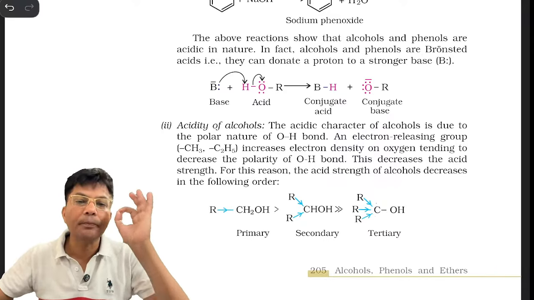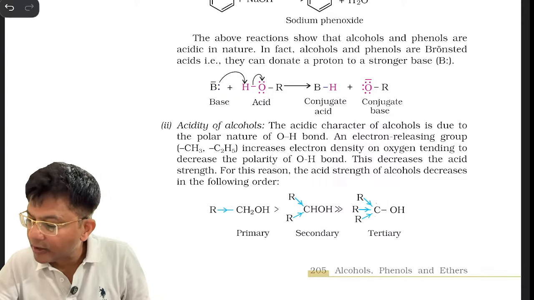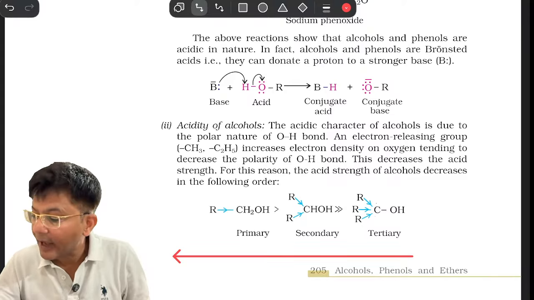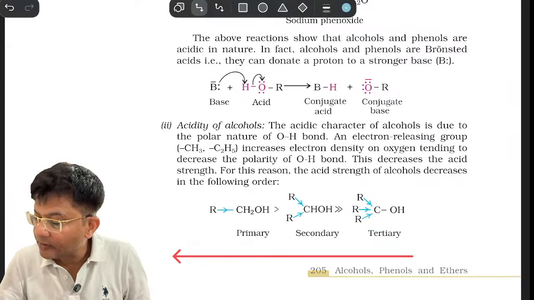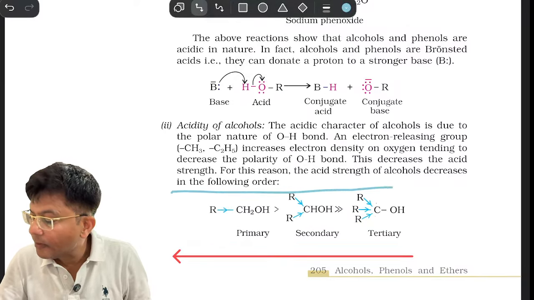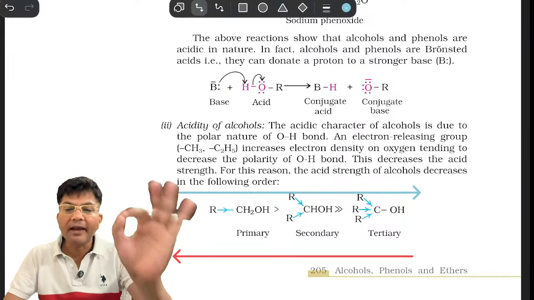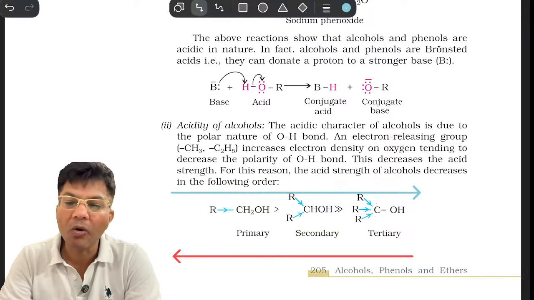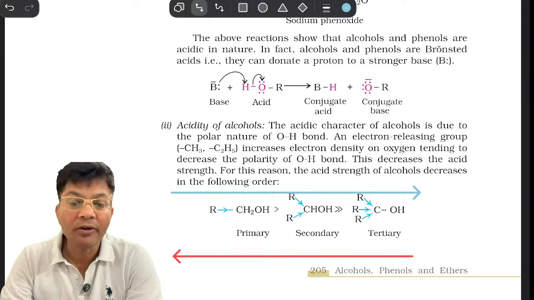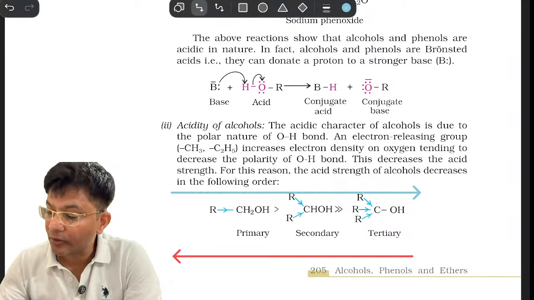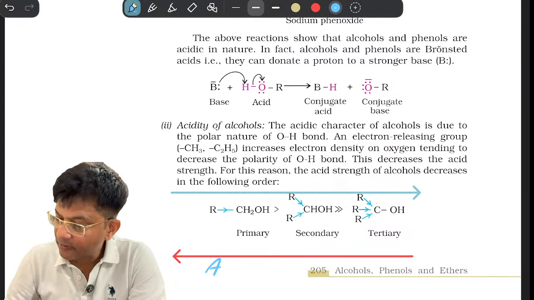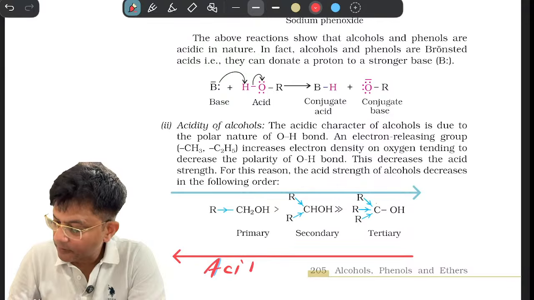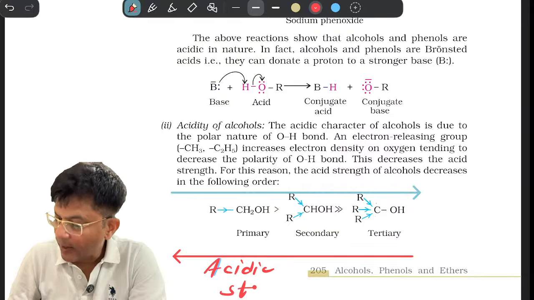So your answer should be primary. The acidic strength order is in this way. Remember that this is the acidic strength order, and that is, my dear students, the basic strength order. One side acidic strength, another side basic. In the starting I taught you that methyl alcohol is the only alcohol which is more acidic than water. But normally if we talk about alcohol, remember that this is the acidic strength and that is the basic strength. I hope this is clear.